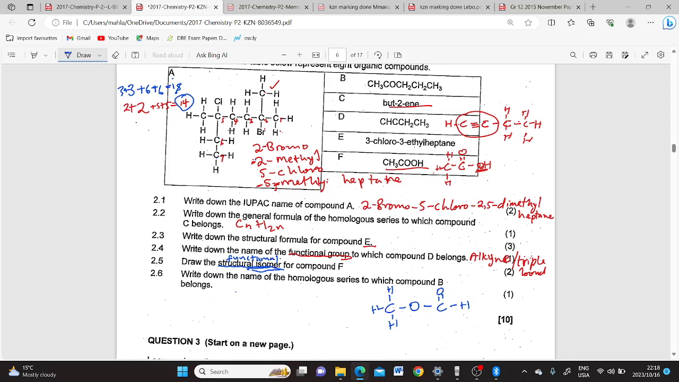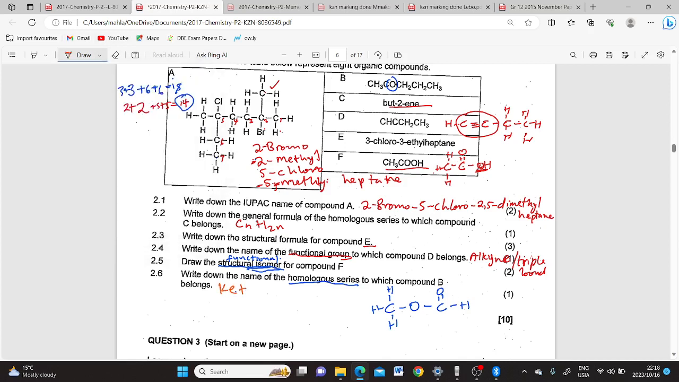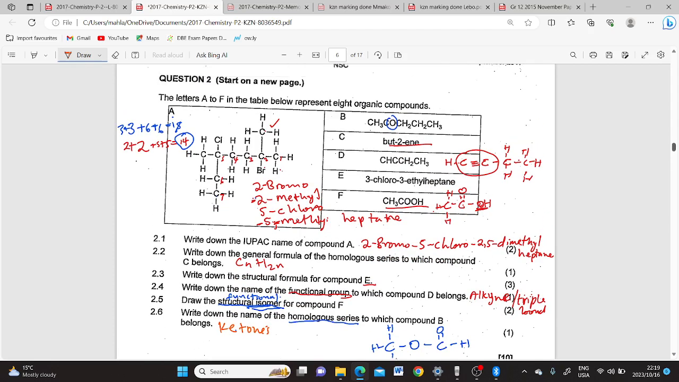Write down the name of the homologous series to which compound B belongs. The homologous series to which compound B belongs. What is compound B? B is here. Because of 1 O in the center, it's telling us that we are having ketones. So that was question 2. I hope we got it correct.